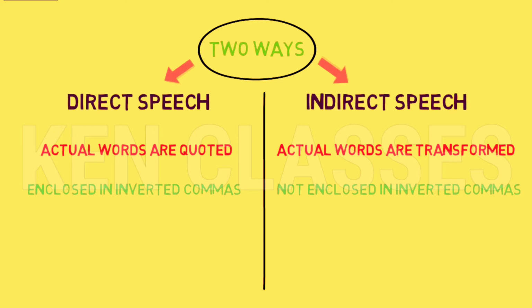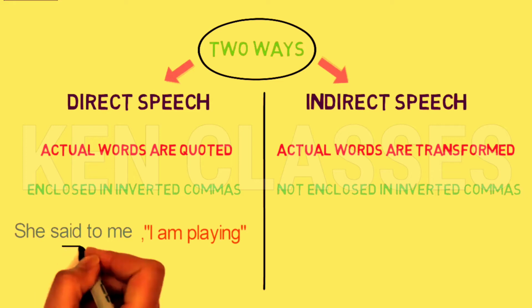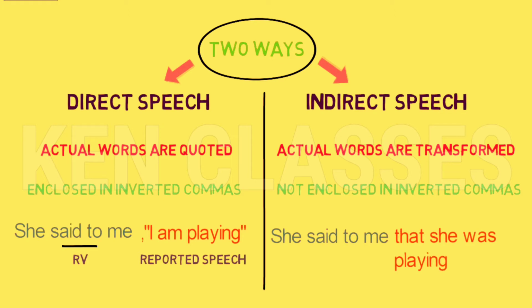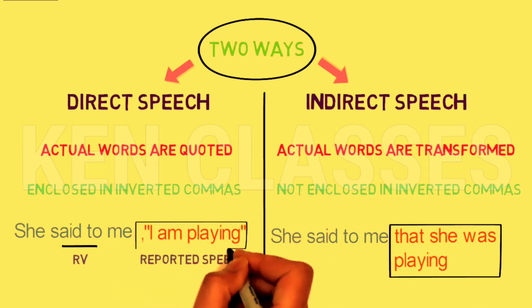Let's look into an example of direct speech. She said to me, "I am playing." Here, "said to" is the reporting verb and "I am playing" is the reported speech. In indirect speech, the sentence will be written like this: She said to me that she was playing. Now, you can see the two sentences. The second sentence is the transformed version of the first sentence.